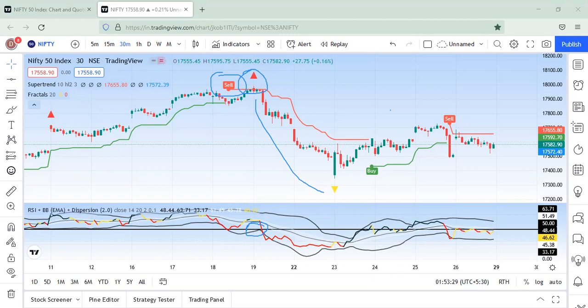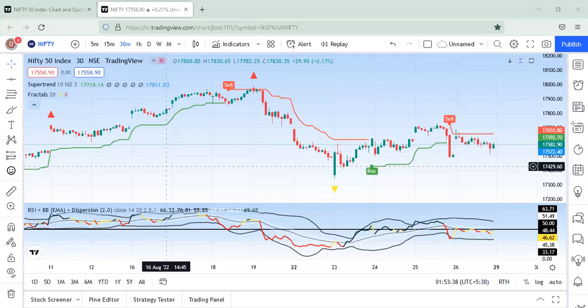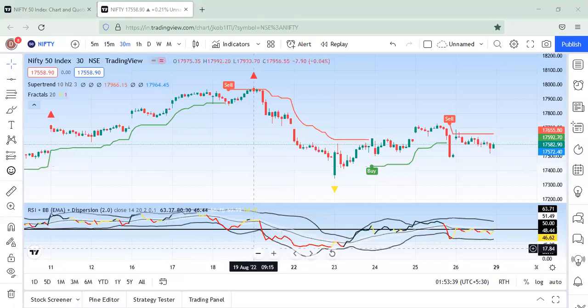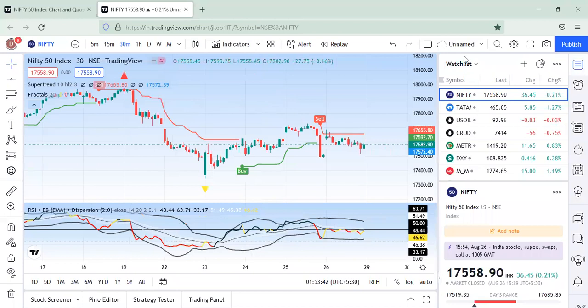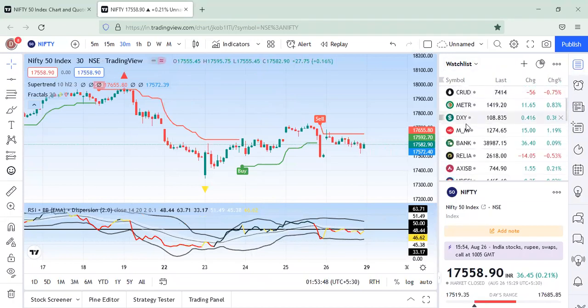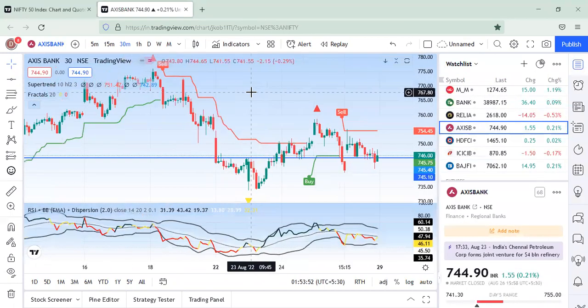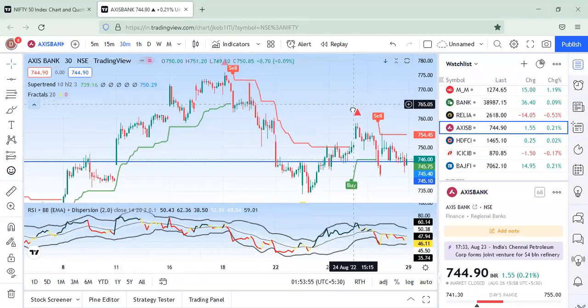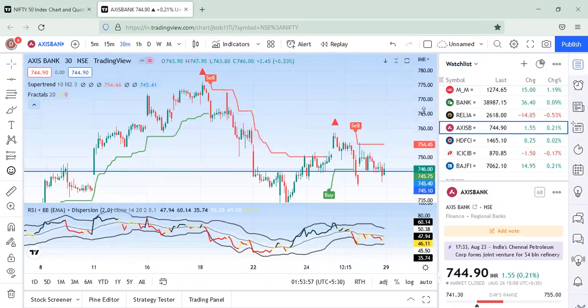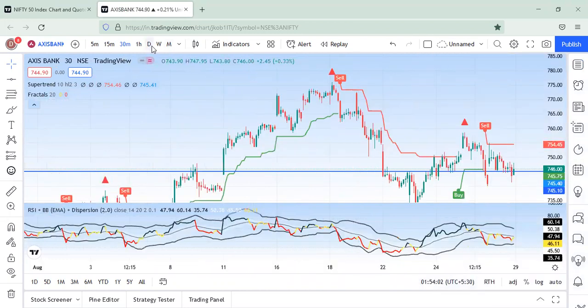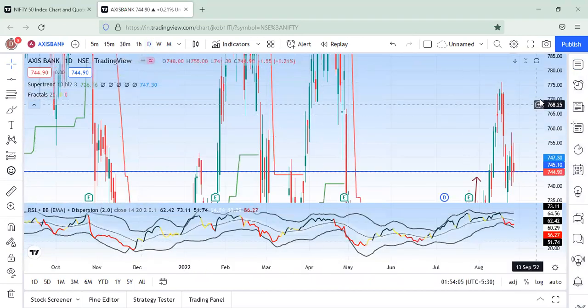Now let us try to find some other stocks. Say like everybody is speaking about Axis Bank. See, in 30 minutes, Axis Bank here. Now we'll go first for the daily chart.